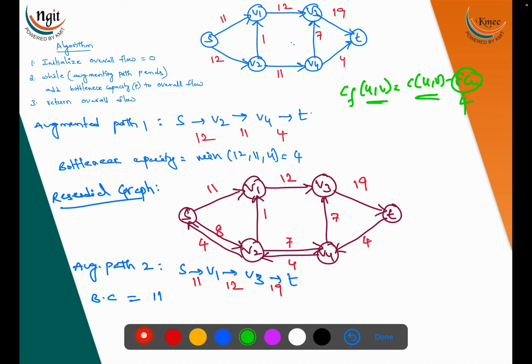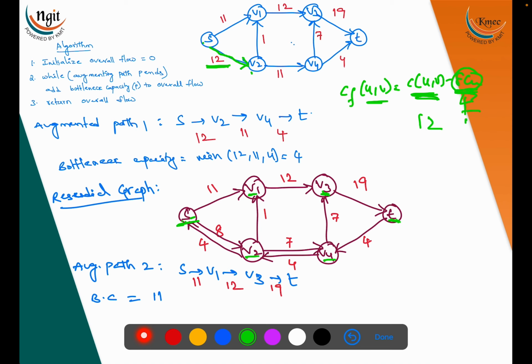In this graph, you are not going to change the vertices S, V1, V3, T, because we didn't make any changes there. These are the same as before. The residual graph has changed along the path from S to T through V2 and V4. Now focus on how I am moving here. From S to V2 there is an edge with a capacity of 12. So the capacity is 12.